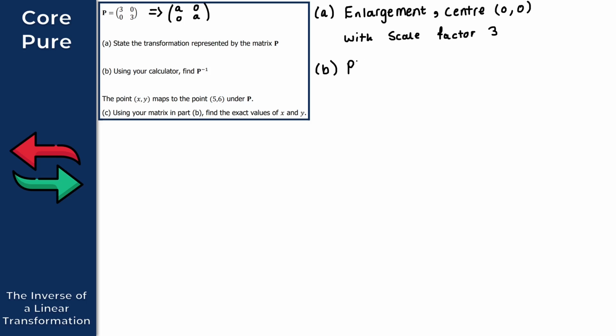So obviously, if you know how to do it using your calculator, just use your calculator. If not, you will have to do it by hand, but this is just find the inverse of a 2 by 2 matrix. So it should hopefully be nice and straightforward either way here.